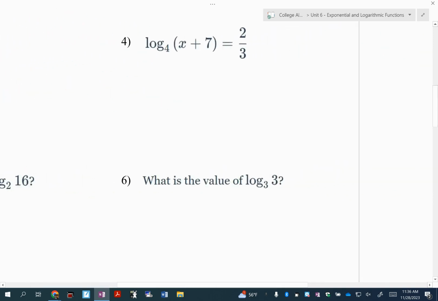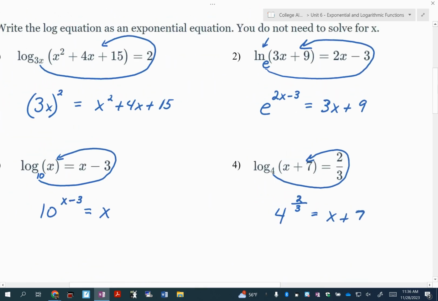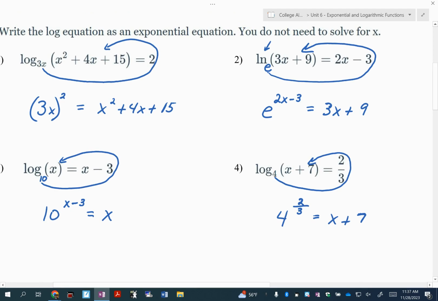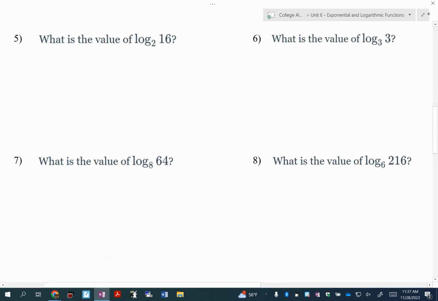And the last one has a base. In this case, it's 4. So 4 raised to the 2/3 power equals that argument. So 4 to the 2/3 power equals x plus 7. And that's it for those first four, changing from logarithmic equations to exponential equations. All right, let's try the next four.